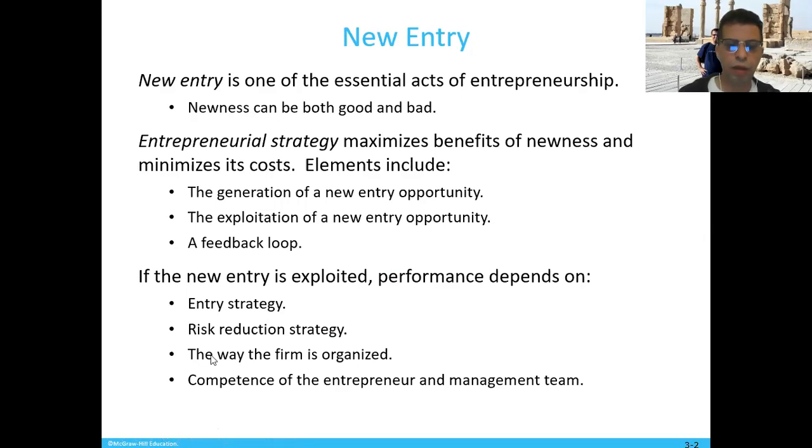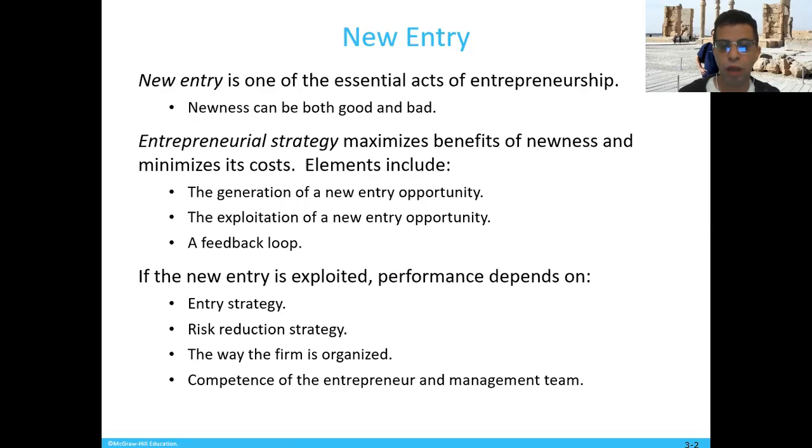So entrepreneurial strategy maximizes the benefit of newness and minimizes its costs. The elements include the generation of a new entry opportunity, the exploitation of a new entry opportunity, and the feedback loop. Today we will be talking mostly about the generation and the exploitation of a new entry opportunity. But keep in mind, the feedback loop is very important.